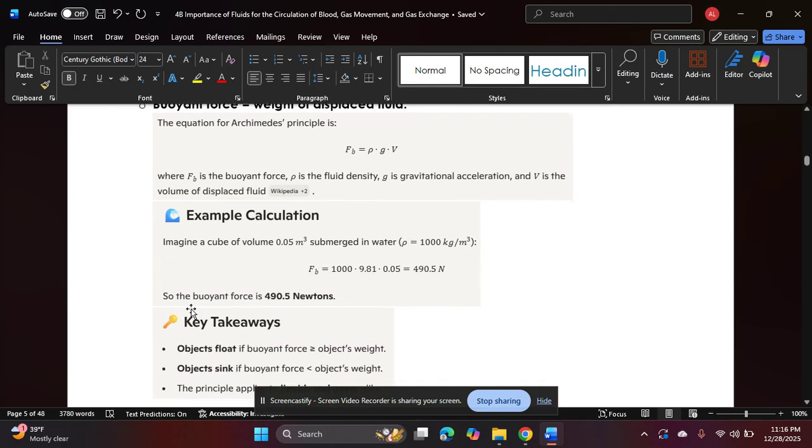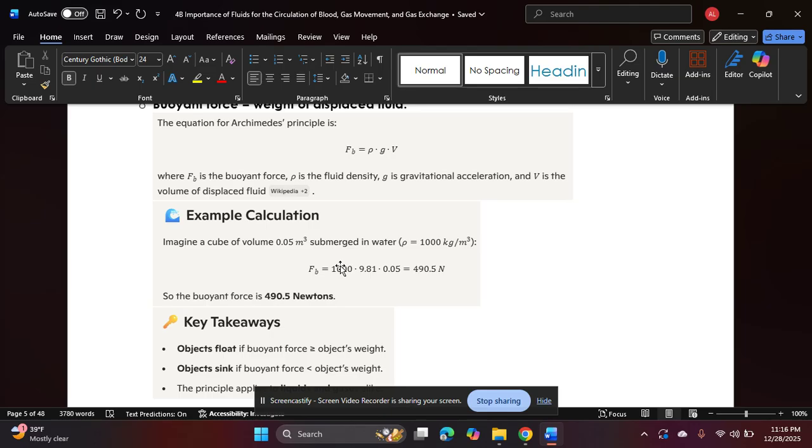Example: imagine a cube of volume 0.05 meter cubed submerged in water, rho 1000 kilograms per meter cubed. Fb equals 1000 times 9.81 times 0.05 equals 490.5 newtons. There is a very good chance that 9.81 can be replaced with just 10. That's what many students do for the MCAT, and that's what they want us to do too.